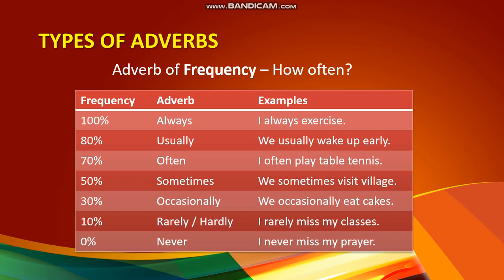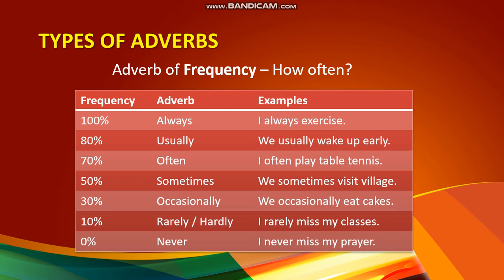If something happens always, that means 100%, you can use the adverb always. For example, I always exercise. Right? Now, I doubt there are many people who do not usually exercise, but here's an adverb that you can use for actions that happen 100% repeatedly. The next one says usually, which is used for 80% repetition. We usually wake up early.